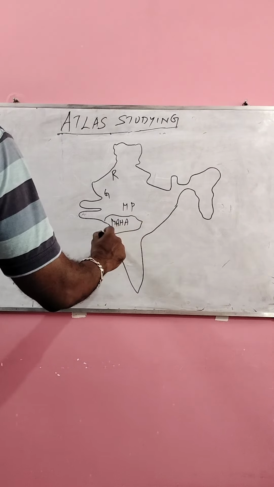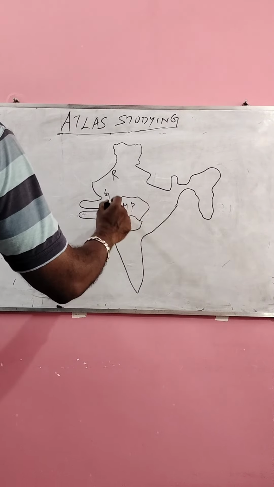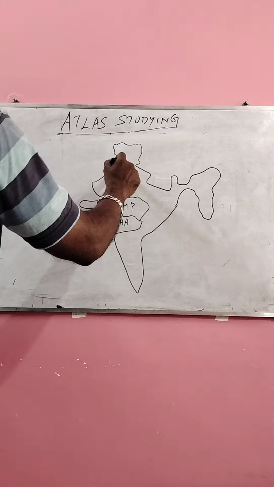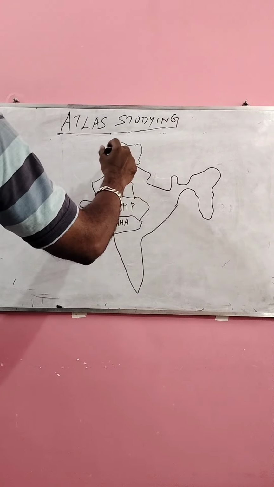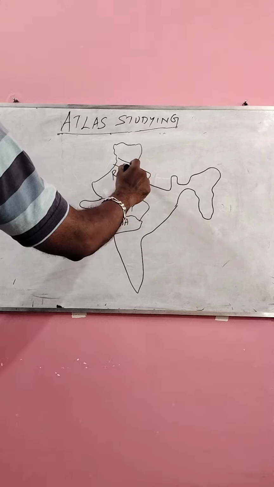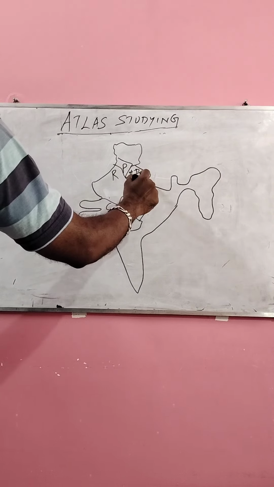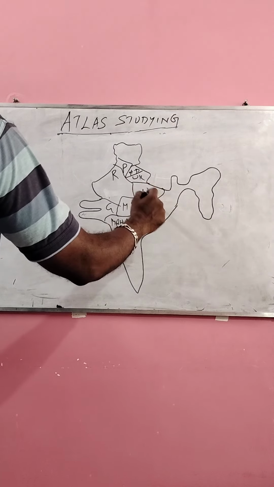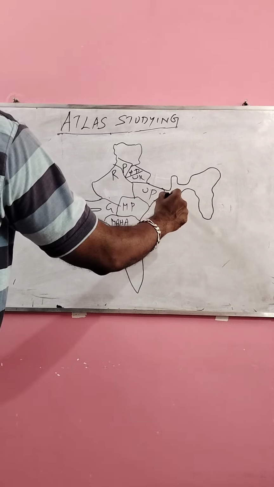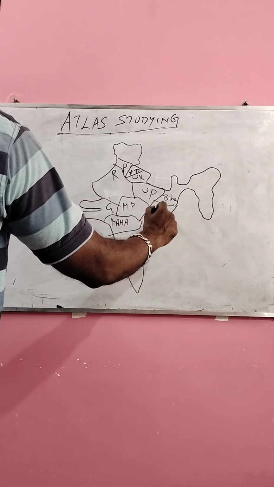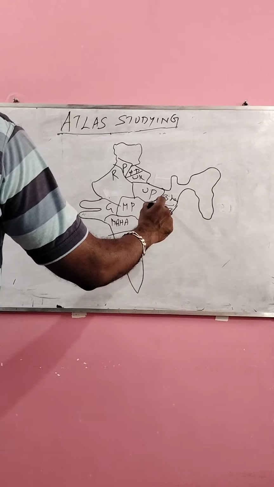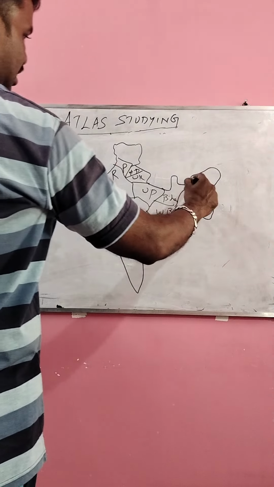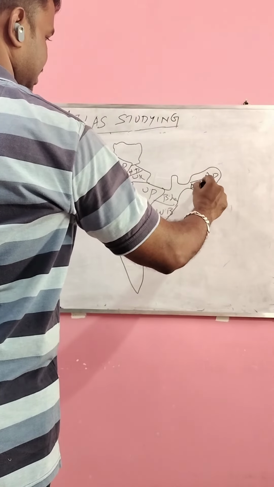Maharashtra, Madhya Pradesh, Gujarat, Rajasthan, Punjab, Himachal Pradesh, Uttarakhand, UP, Bihar, West Bengal. Okay. So mark like this. Northeast, Arunachal Pradesh, Assam.